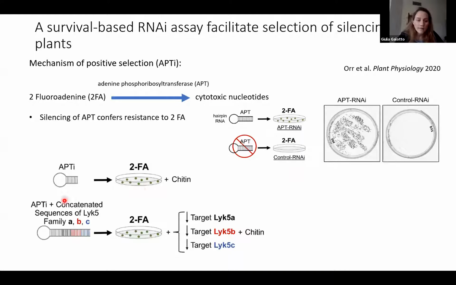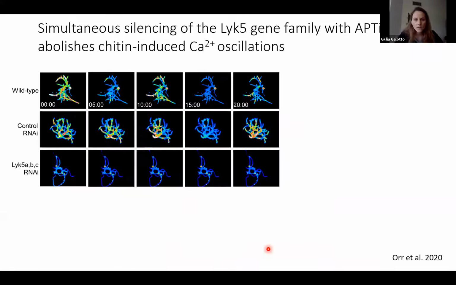So we combined the RNAi of APT with the RNAi of the LIC5 family, all the 3 genes. And then we plated the plants on 2FA to select for the silencing plants. Then we exposed them to chitin and we repeated the calcium assay. So these are the data, and this is the montage of the data.